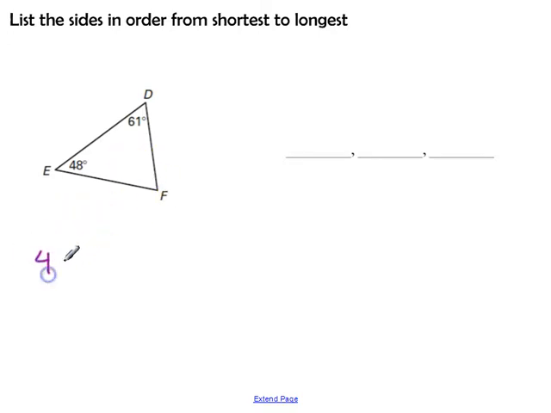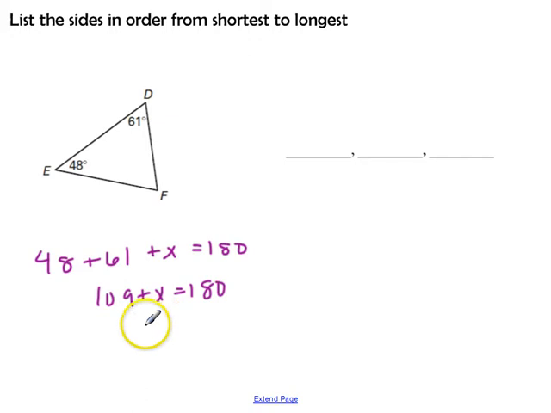So 48 plus 61 plus x, our unknown angle, they all have to add up to 180. 48 plus 61 is 109, plus x equals 180. And then if we subtract 109 from both sides, we have x is equal to 71. So angle F is 71 degrees.